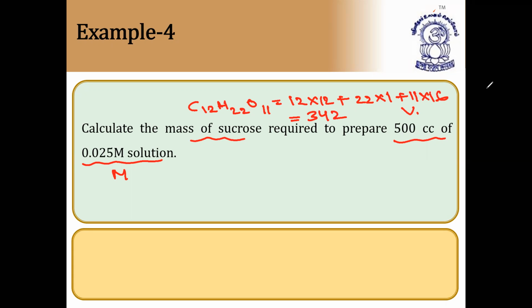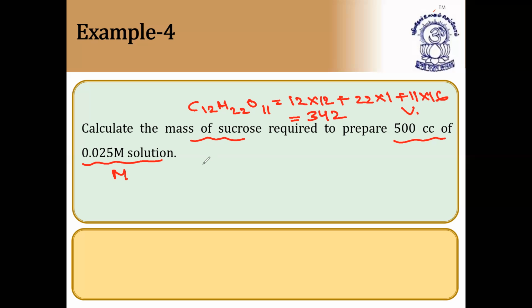Again, I'm doing it here. So 12 12s are 144, plus 22, plus 176, is equal to 342. So this is the molecular mass of sucrose, and volume is given as 500 ml.